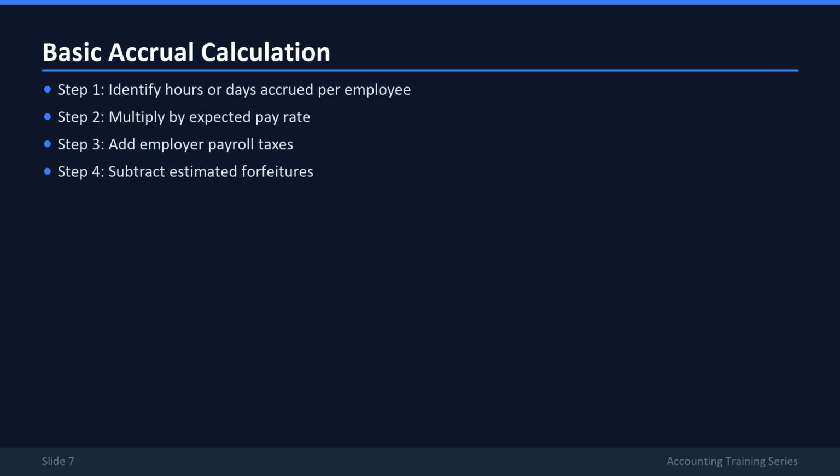The basic vacation liability calculation follows 4 steps. First, identify the number of vacation hours or days accrued by each employee as at the balance sheet date. Second, multiply the accrued balance by the expected pay rate at which those balances will be settled. Third, add the employer's share of payroll taxes on that amount. Fourth, reduce the result by estimated forfeitures based on historical experience. The result is the total accrued vacation liability to be recognized on the balance sheet.